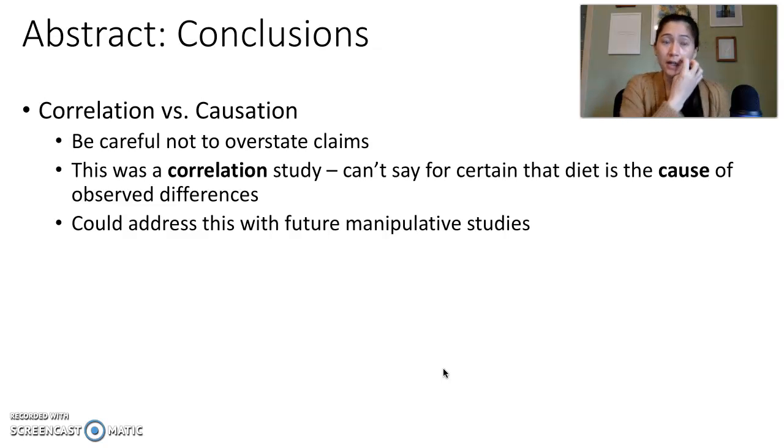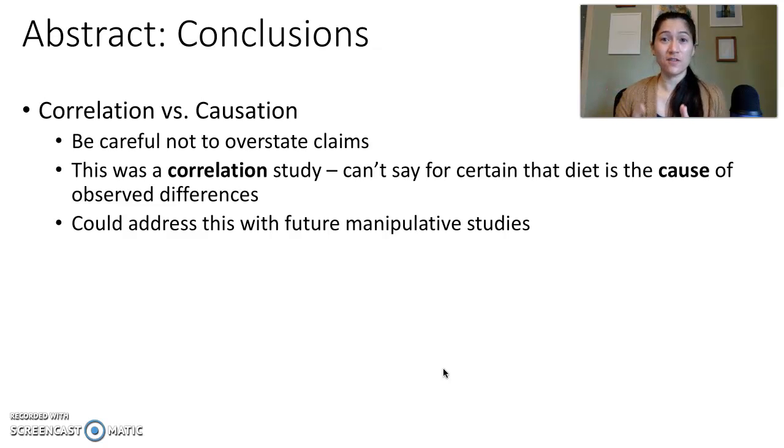And my last point here is, when you're thinking about the conclusions for this study, remember that this particular paper was a correlation study, so be careful not to overstate your claims. We're going to talk more about this in next week's module when we talk about analyzing scientific literature. One of the main things to remember when you're reading papers is that correlation does not equal causation. Correlation means you have two different variables and you have identified that they are significantly related to each other, but that does not mean that changes in one variable cause the changes in the other variable.